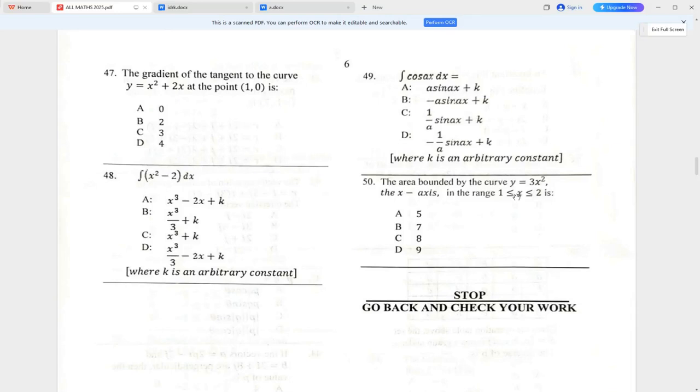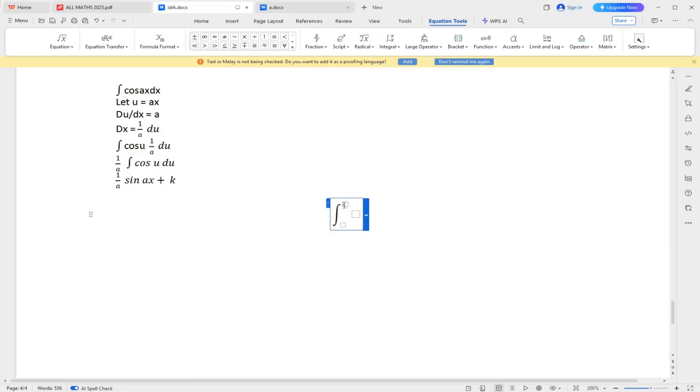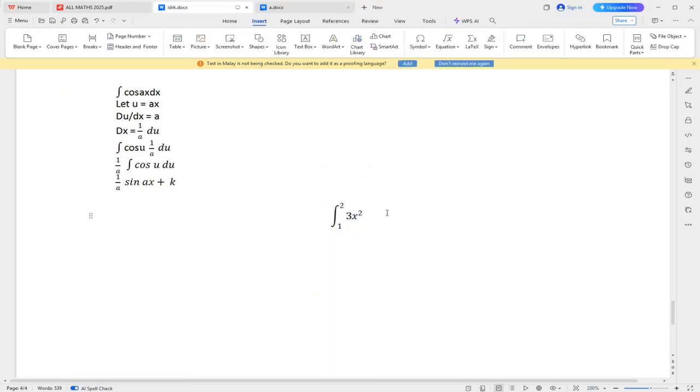Question 50. The area bounded by the curve y is equal to 3x squared and the x-axis in the range 1 less than or equal to x less than or equal to 2 is. To do this, you have to integrate this equation of the curve in the range 1 and 2. In the range from 1 to 2, we're going to integrate 3x squared. The integration of 3x squared is going to be equal to 1 on 2 plus 1 times 3x raised to the power 2 plus 1. So 2 plus 1 is equal to 3, and 3x cubed on 3 is equal to x cubed.